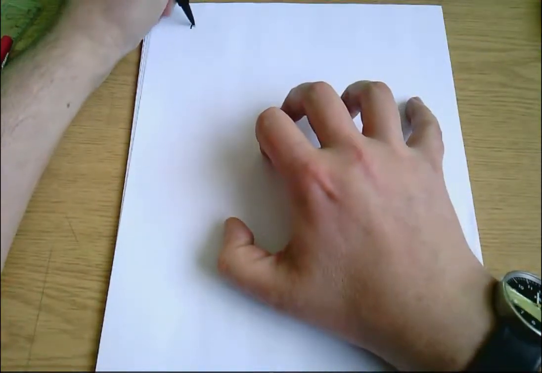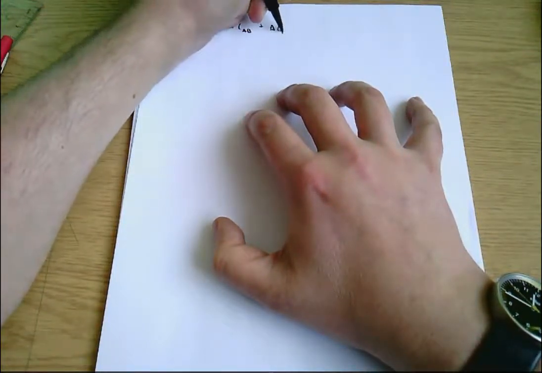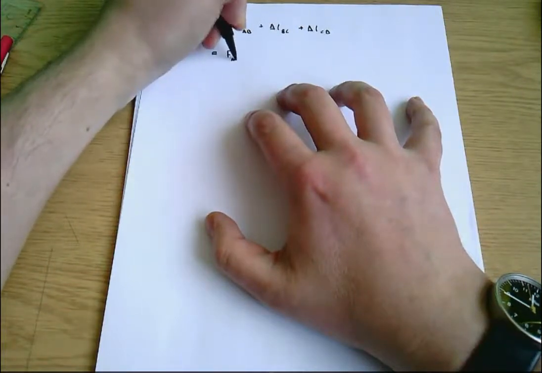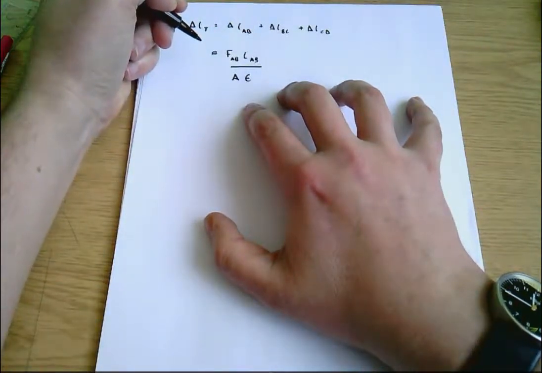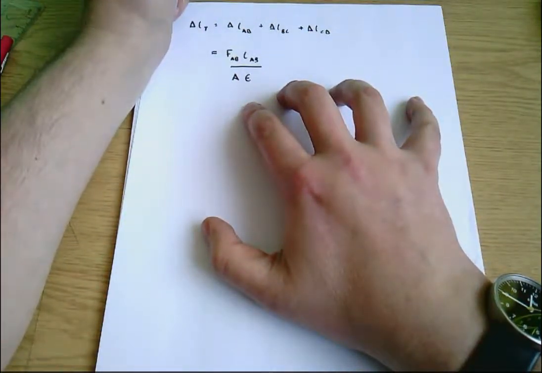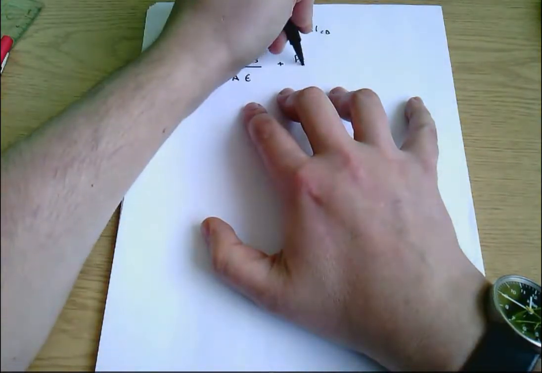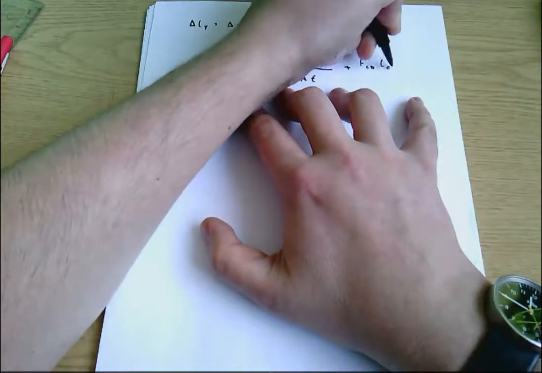Let's start a new page at that point. The last equation there that I wrote was delta L total equals delta L AB plus delta L BC plus delta L CD. And that equals FAB LAB over AE. A and E are constant for the whole bar, I think. So the lengths and the forces change, but A and E don't. Plus FBC LBC over AE plus FCD LCD over AE.